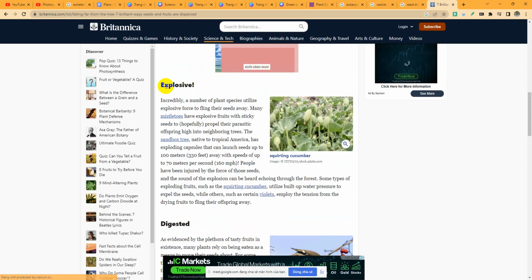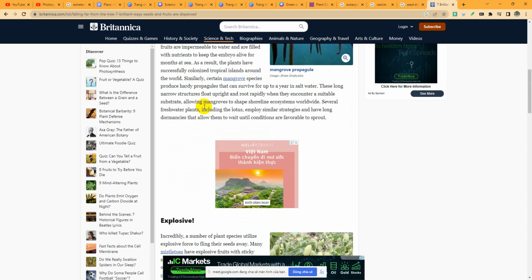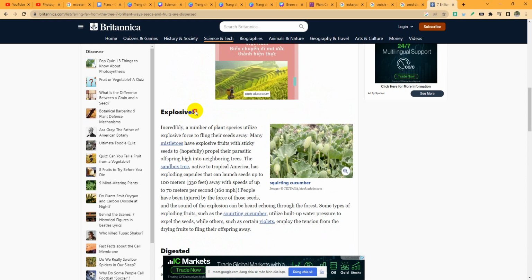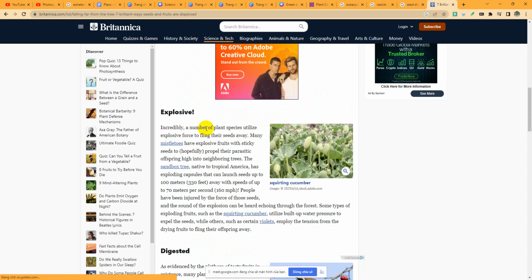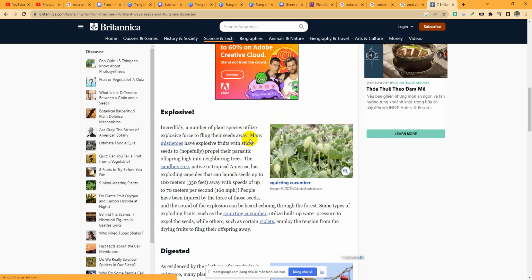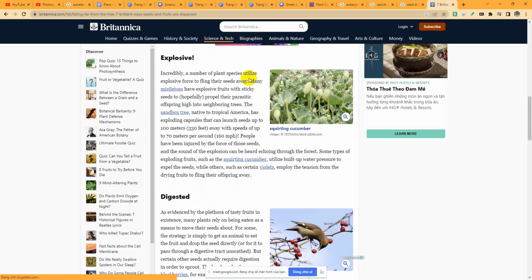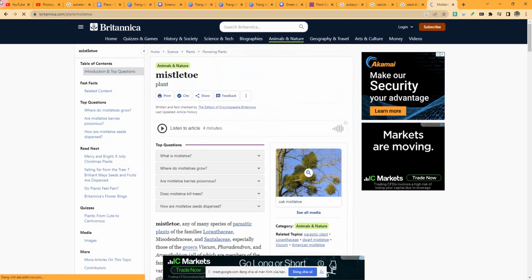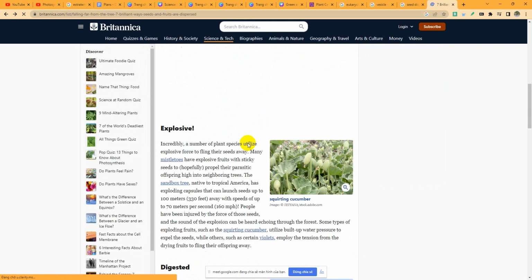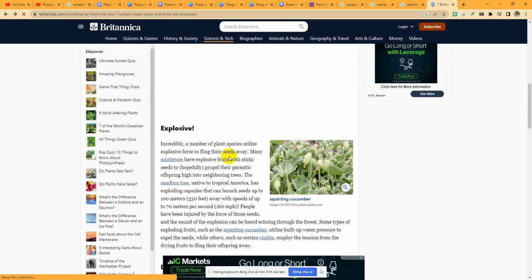And then we have explosive. Of course, it's not any particular plant, just an adjective to express this whole paragraph. But let's see. Incredibly, a number of plant species utilize explosive force to fling the seeds away. Oh, well, so interesting. Let's see. Many mistletoes. Mistletoes, I think, are some specific plant out there, but I think it doesn't matter too much for me. I'm just gonna learn the concept. Many mistletoes have explosive fruit with sticky seeds to hopefully propel the parasitic offspring high into neighboring trees.